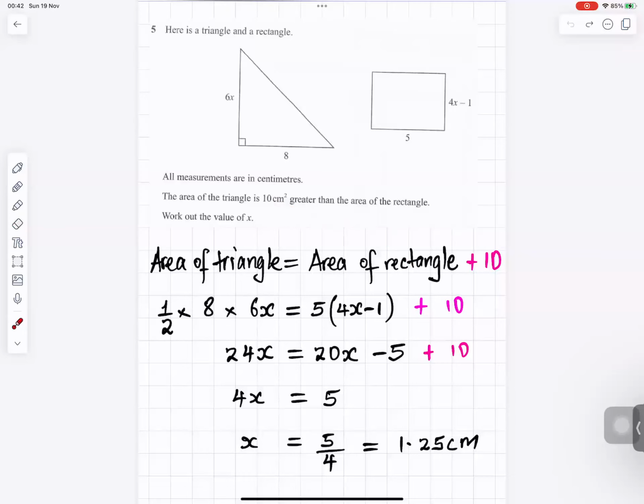Now you want to solve this equation. So what you can do, you can start by multiplying by 2. Or you do 8 divided by 2 is 4. 4 times 6 is 24. Remove the bracket. 5 times 4 is 20, 20x. 5 times minus 1 is minus 5 plus the 10. Minus 5 plus 10 gives you 5. And then 20x goes to the left. 24 minus 20 gives you 4x. So x is 5 over 4, which is 1.25.